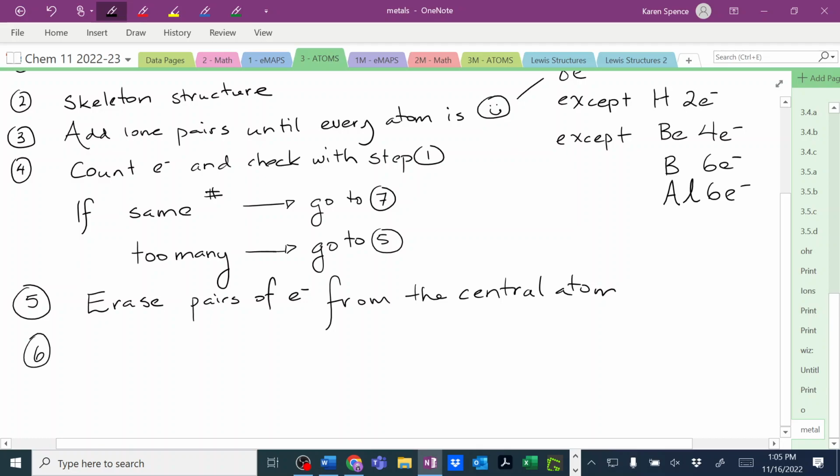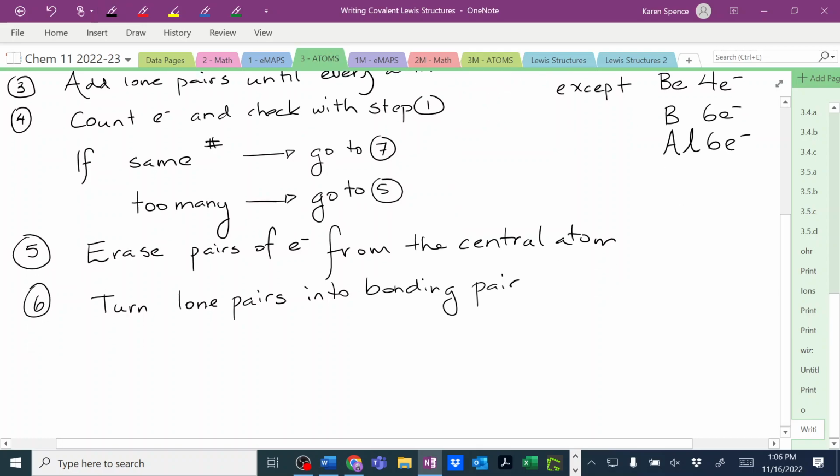Step 6 is turn lone pairs into bonding pairs. And I don't know that I've got this on there, but the number of bonding pairs that you erased will be the number of lone pairs that you have to turn into multiple bonds.